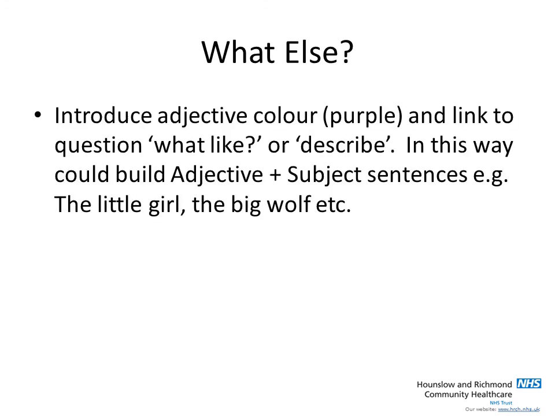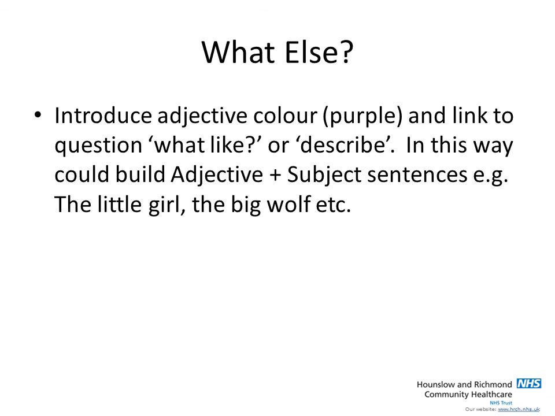So what else? I mentioned earlier that you can use different colours, for example purple for adjectives or brown for time concepts, and you would introduce those in the same way that we've discussed introducing the who, the what doing and the what elements of the sentence. We'd need to be sure that a child has the vocabulary to describe objects or people, but we might start by building adjective subject sentences. For example, the little girl, the big wolf, the hairy monster.